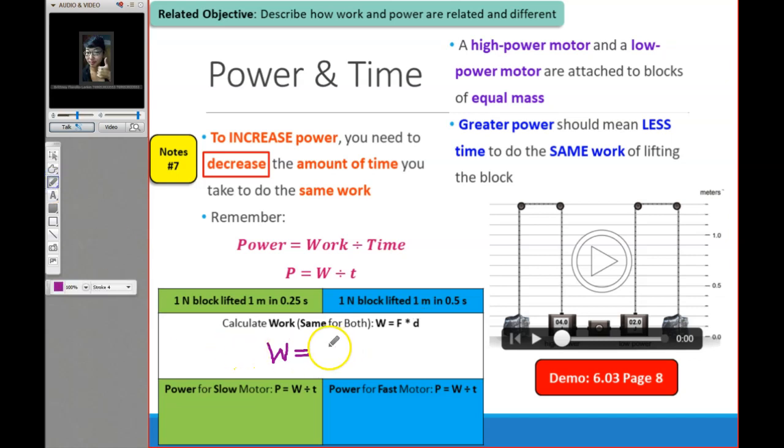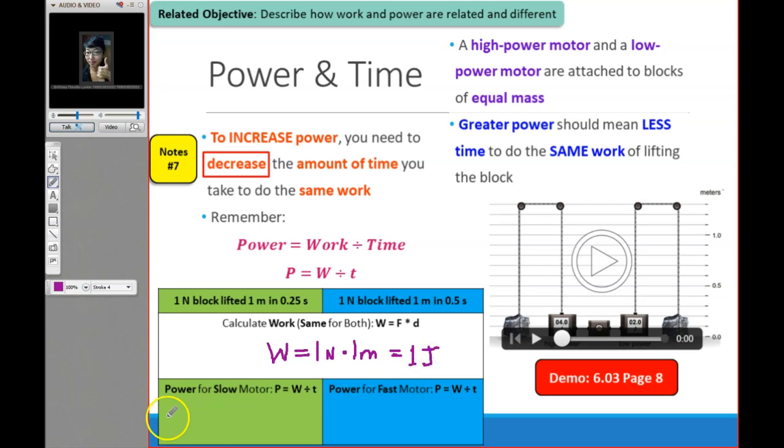Yeah, exactly. It's 1 Newton, right? Times the distance. And what is the distance that they move in both scenarios? Remember, work is actually the same in both scenarios. Yeah, it's 1 meter. So 1 Newton times 1 meter, what work is that? What's 1 times 1? 1 times 1 gives me how many joules? Yeah, 1 joule, right? So our work is 1 joule.